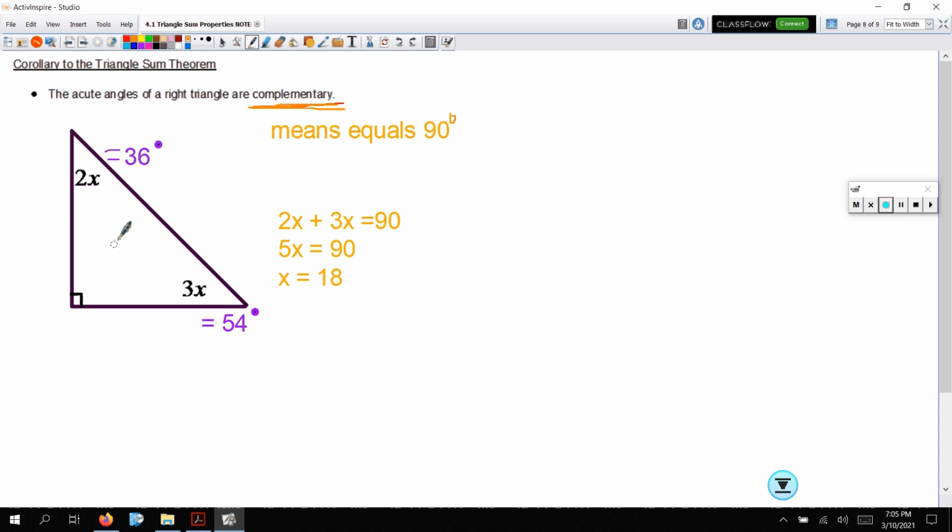So you can still use 180 if you want and use this 90 degrees, or if you already know it's a right triangle, the other two angles are complementary. Add them together, set it equal to 90, boom, solve for x, plug it back in. Here's 38 degrees, 54 degrees. I add these all up and I still get 180 degrees.